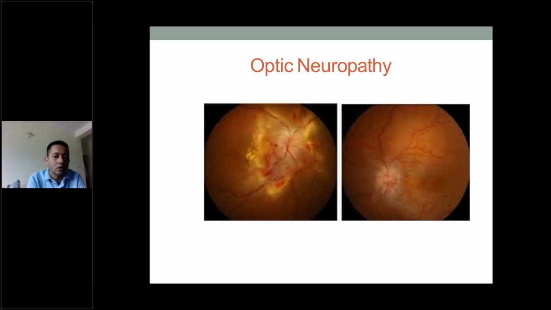And the other part is the optic neuropathy. We talked a bit about it earlier also. Again, the same thing: we talk about blurred and elevated disc margin, lots of hemorrhage, and exudation, and all these signs are centered around the optic disc.